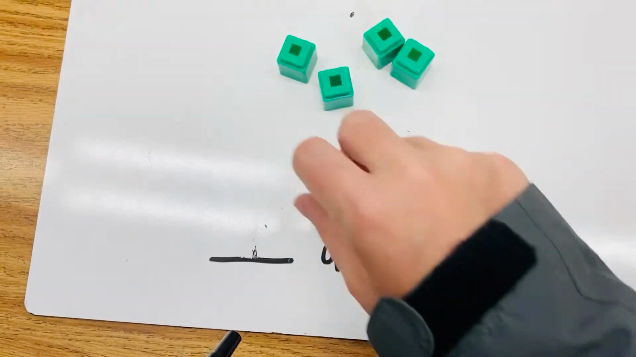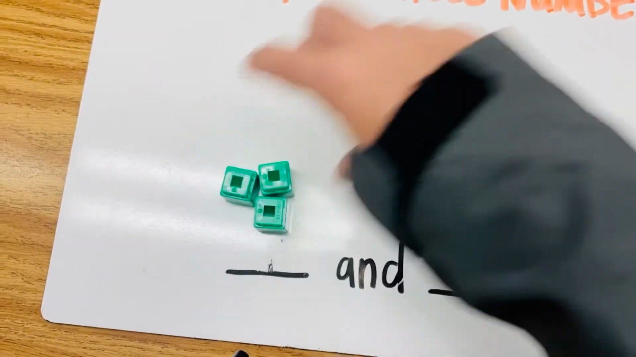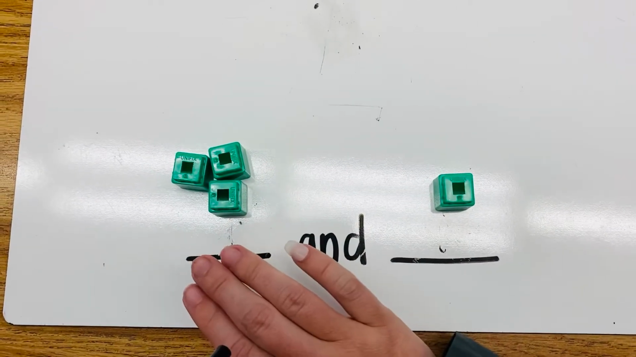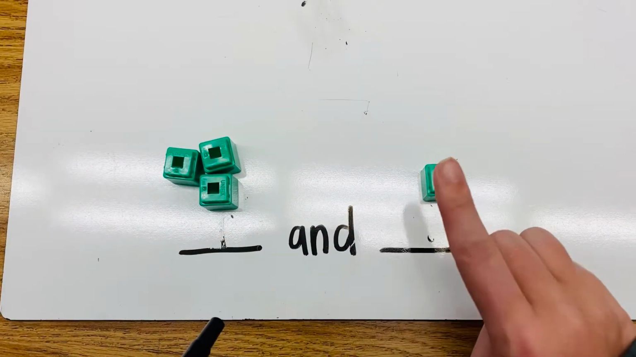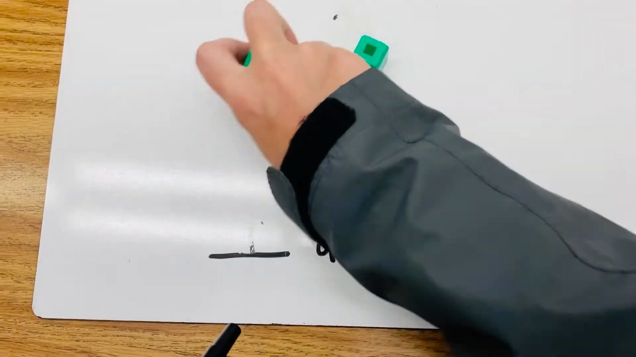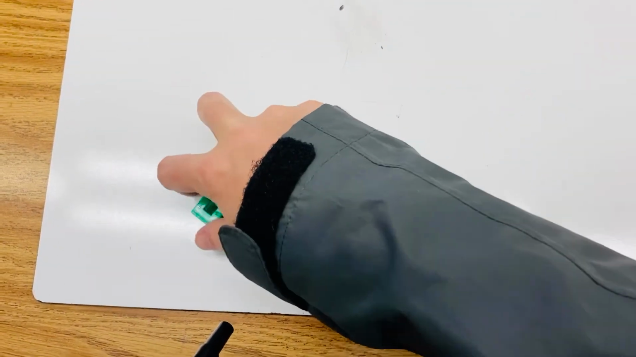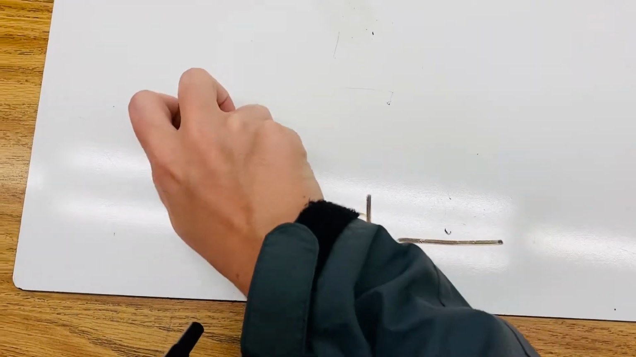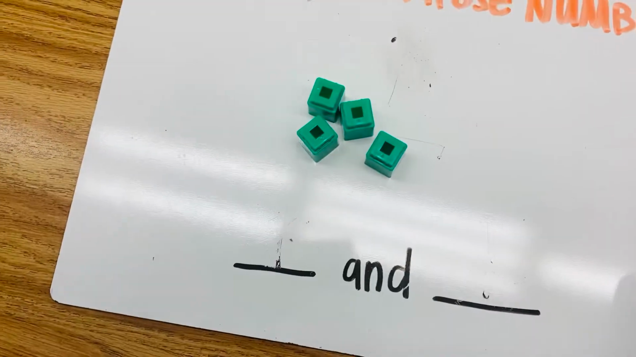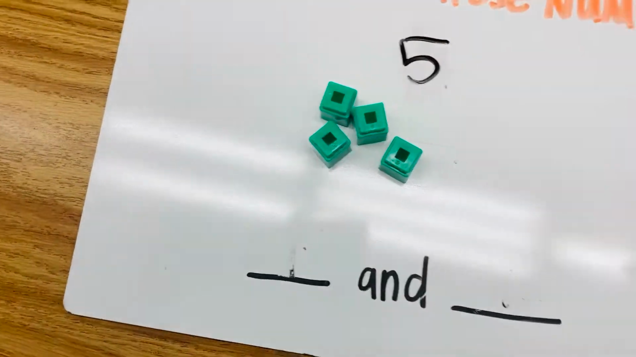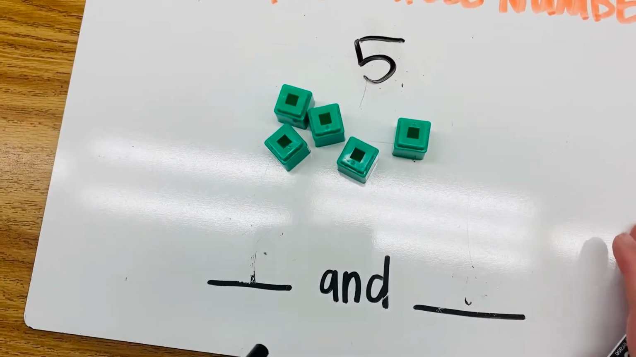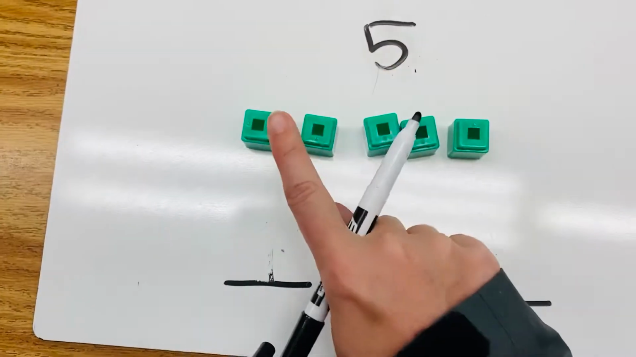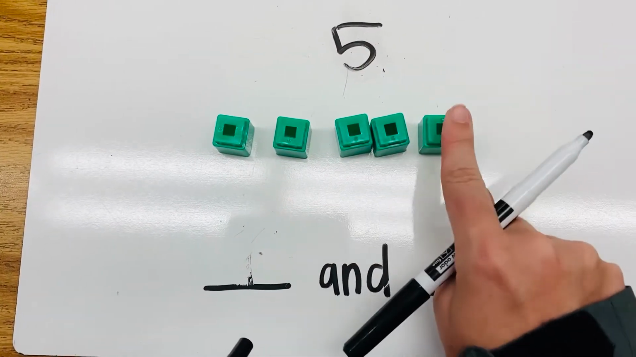Put them back all together. Let's take 3 over here, which leaves us with 1 right here. So it can be decomposed into 3 and 1. And then, of course, if we take all of them over here, that can be decomposed into 4 and 0. Now, last but not least, we have our number 5, right? Let's count the cubes, make sure that we have 5. So we have 1, 2, 3, 4, 5.